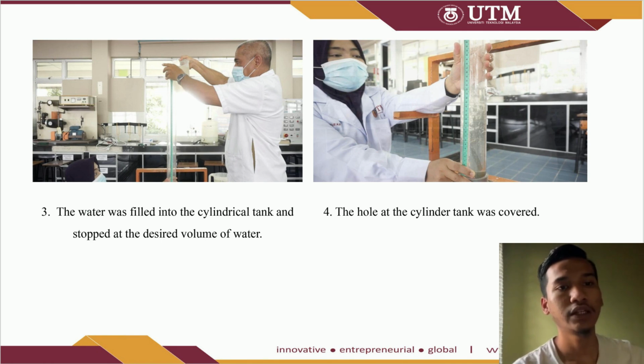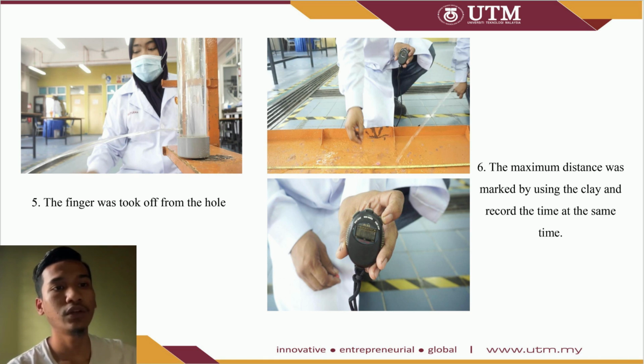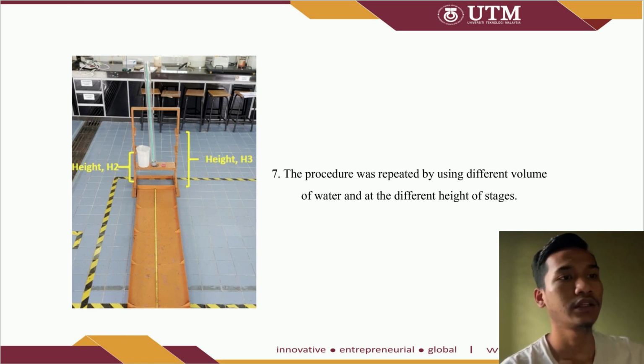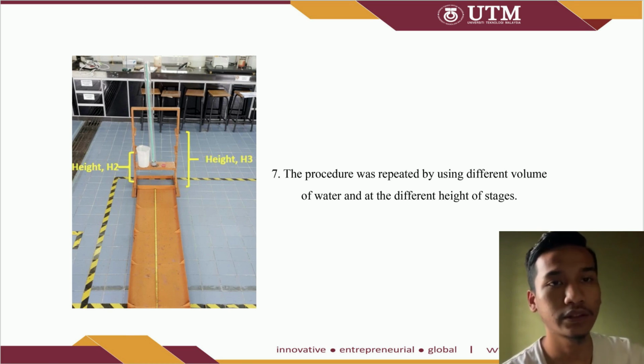Number 3, the water was filled into the cylindrical tank and stopped at the desired volume of water. Number 4, the hole at the cylinder tank was covered. Number 5, the finger was taken off from the hole. Then the maximum distance was marked by using the clay and the time was recorded at the same time. The last one, the procedure was repeated by using different volume of water and at the different height of stages.